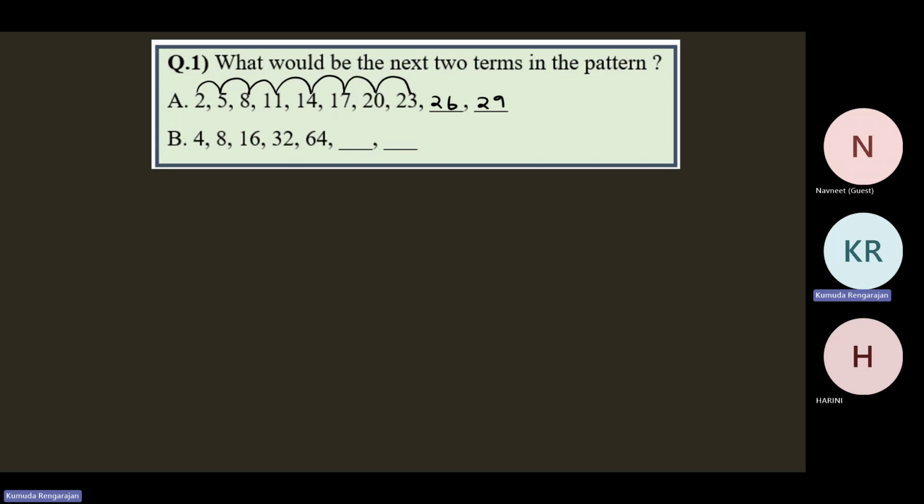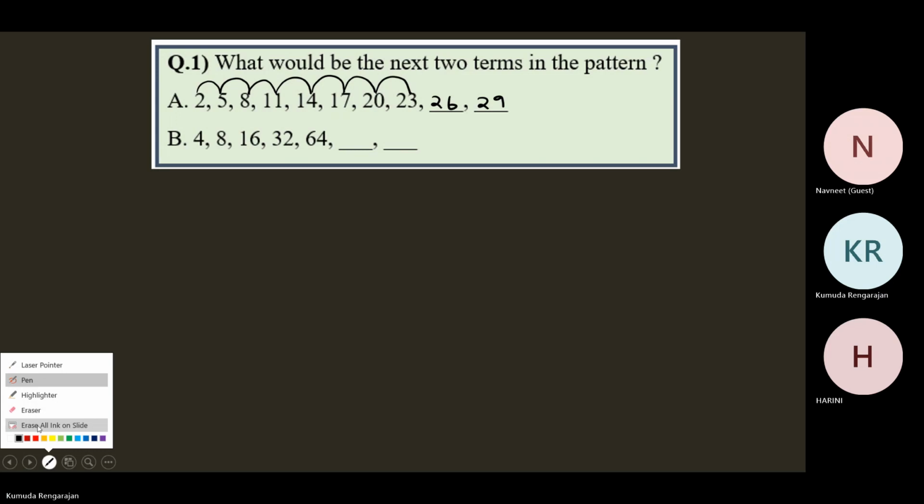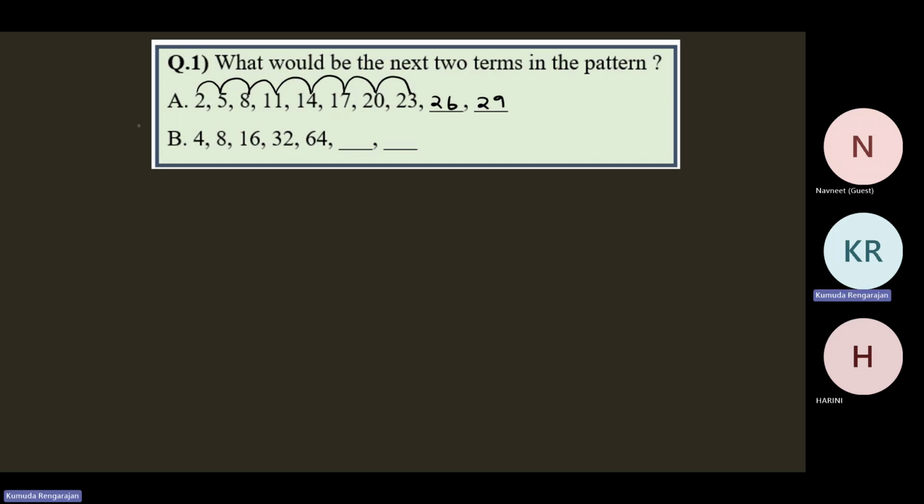You don't have to write the rule, but we'll also understand how to write the rule for this. So the missing terms are 26 and 29. How do we get the term? By adding 3 to the preceding term. To the previous term, you should add 3. So 23 plus 3, 26, and 26 plus 3, 29. In the same way here.